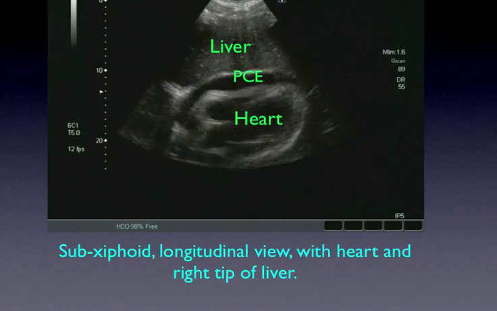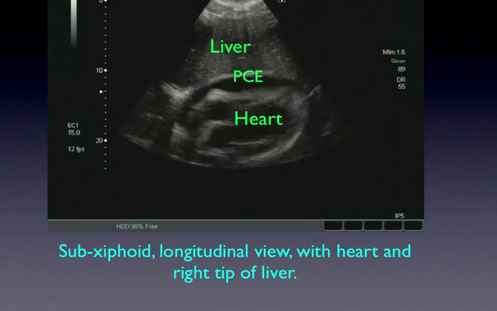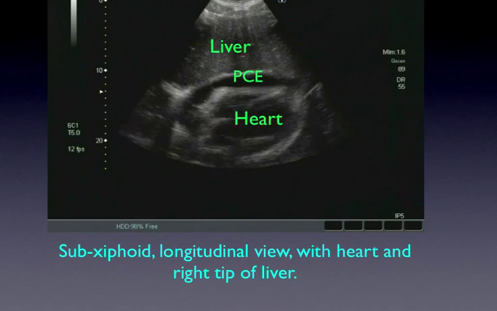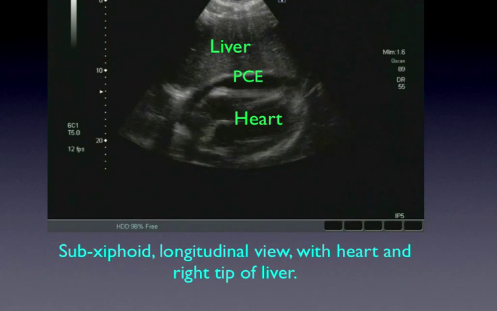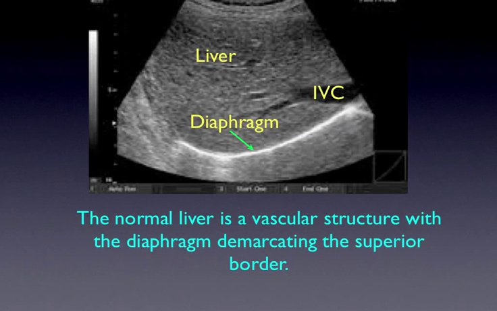Now in this clip we see the liver at the superior part of this image, and then the heart surrounded by pericardial effusion. We now have our landmark where the liver is, and we just slide down to the right ribs to see more of the liver and the gallbladder.